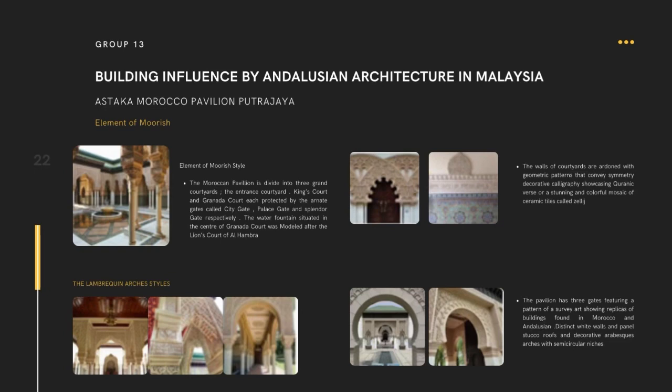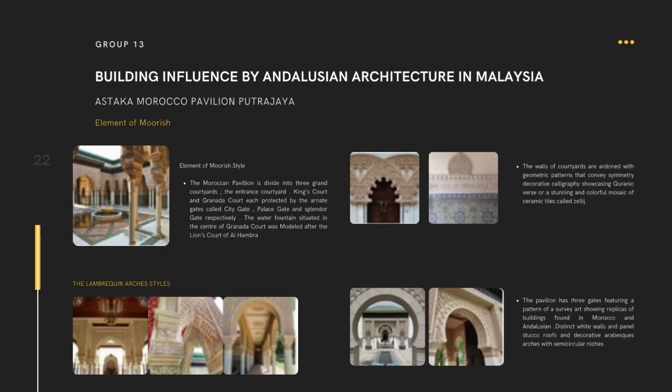The Moroccan pavilion is divided into 3 grand courtyards: the Entrance Courtyard, King Court, and Granada Court, each protected by the gates called City Gate, Palace Gate, and the Splendor Gate, respectively. The water fountain situated in the center of the Granada Court was modeled after the Court of the Lions of Alhambra.